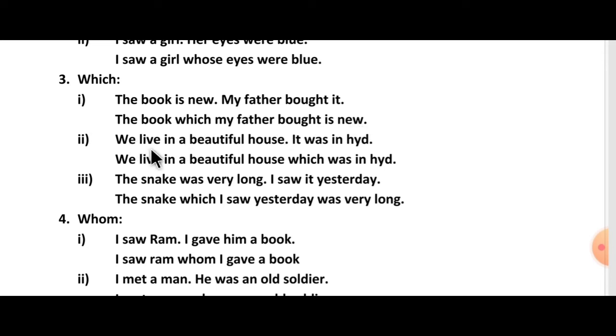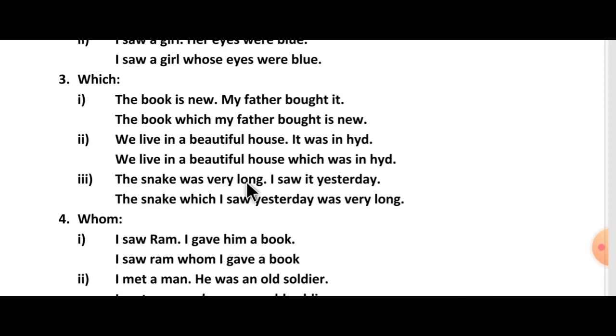Second example: we live in a beautiful house. It was in Hyderabad. Here, beautiful house and it, these two are related words. You have to remove it and add which. The answer is: we live in a beautiful house which was in Hyderabad.